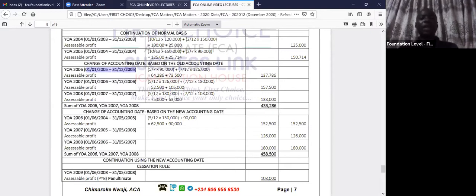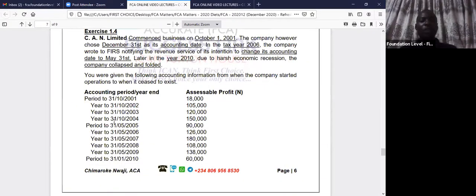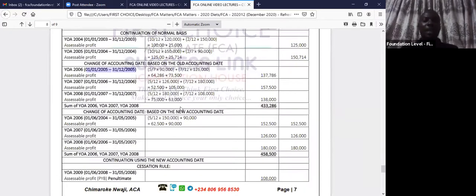Okay, so where can we find our January 1, 2005 account? You can find it here. So from January to May, it's 5 months. So we're going to take 5 months out of 7 here. Then we're going to take the remaining 7 months out of 12 here. That's exactly what we do. 5/7 here, then the remaining 7/12. Mind you, I'm putting my figures here because I'm going to be comparing with the new accounting date to choose the higher one. So I have this one here as my answer.